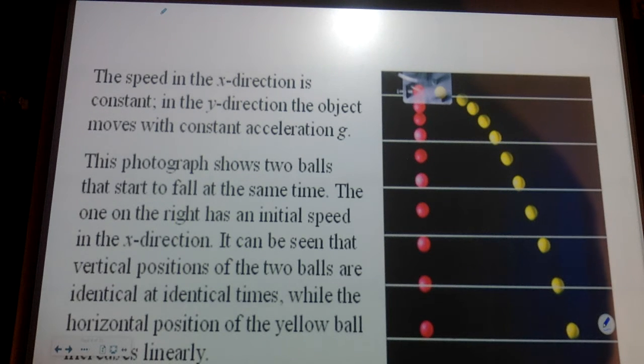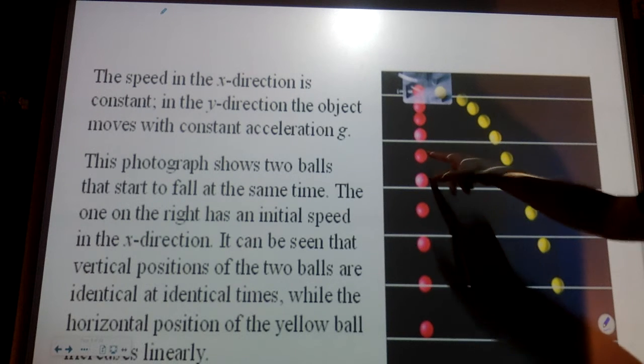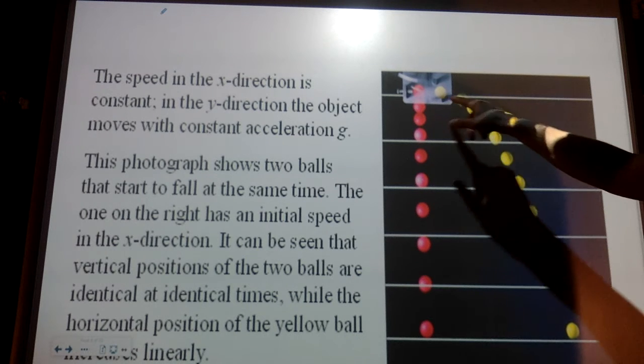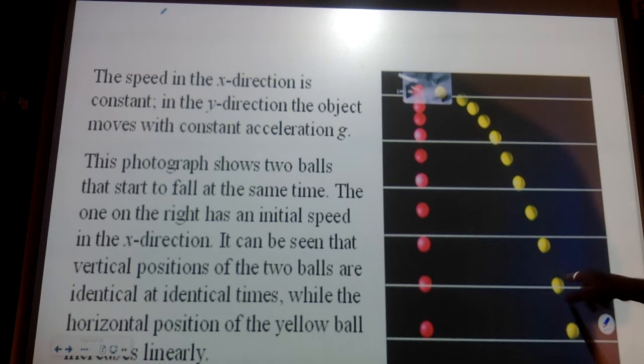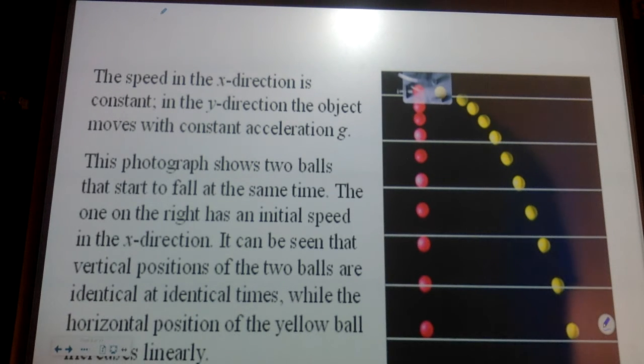All right, so here is a stop motion picture, and it's taking so many pictures per second of something being dropped and being shot. And I did this as a demo for you guys, and you could see that the distance that it traverses in the Y direction is exactly the same, whether it's shot sideways or if it's dropped. And it's getting bigger and bigger. That tells me that the velocity in that direction is growing and growing.